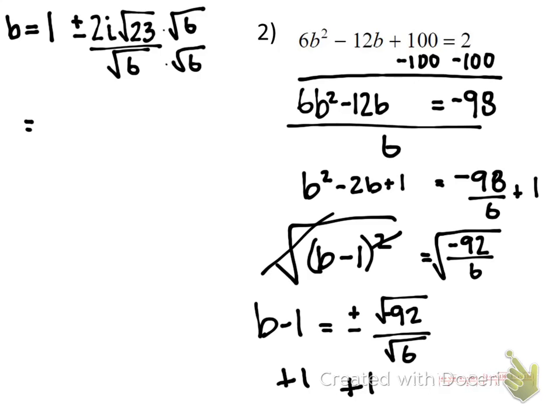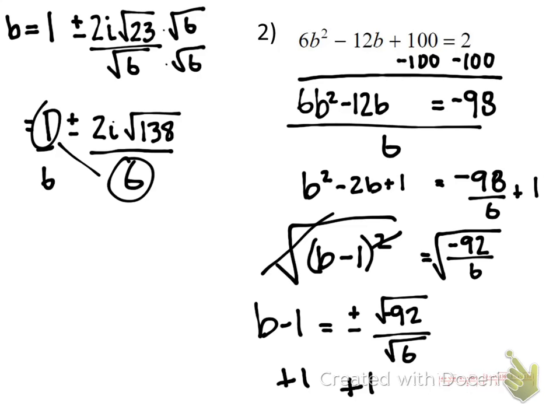So b is going to be equal to 1 plus or minus 2i. Now 6 times 23 is going to be 138 all over 6. Now, again, we are okay with this answer, but for the better answer, we need to simplify. We want there to be a common denominator. The 1 has a denominator of 1, so we want it to be 6. So in order to do that, I have to multiply 1 with 6 here.